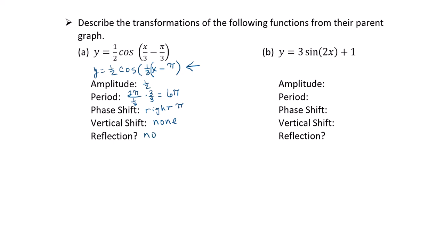So there's no reflection. For the next one, y equals 3 sine of 2x plus 1. No need to rewrite anything. The amplitude is 3. The period is 2 pi over the absolute value of b, which is 2. We simplify that. The period is pi. There is no phase shift. And the vertical shift is up 1. And there is no reflection.